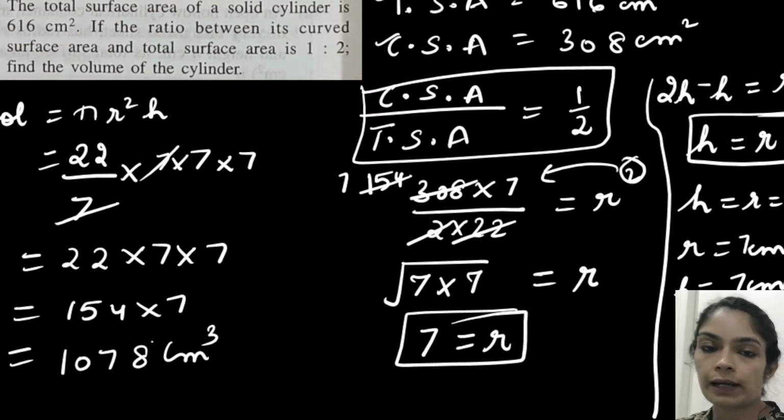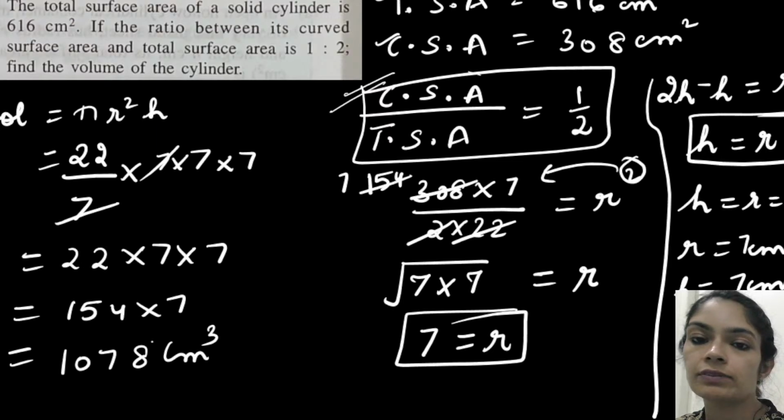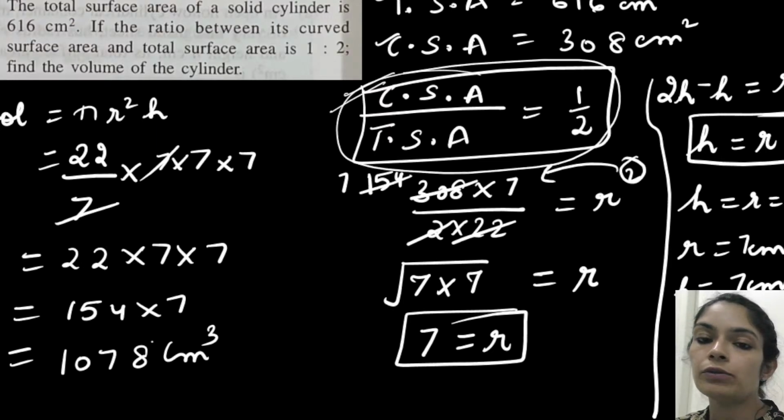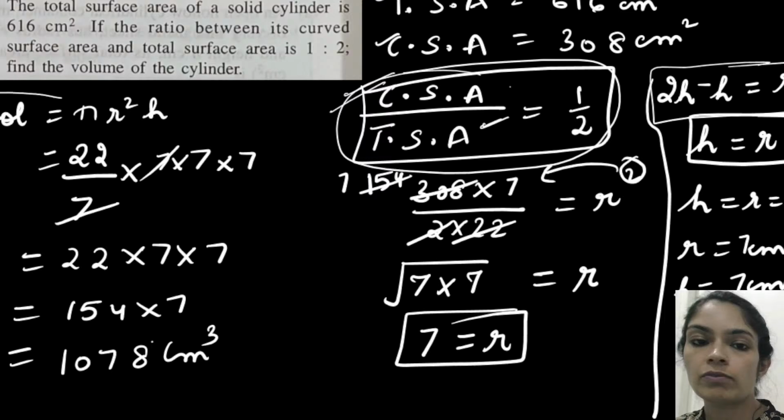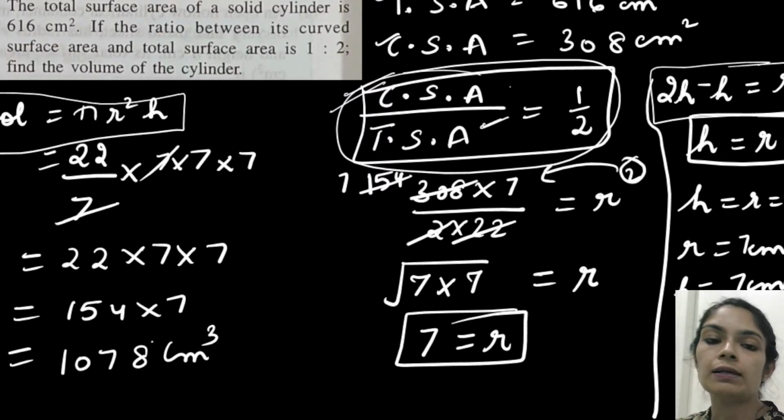I'll just do a recap of this question. Total surface area was given to us, and the ratio of total surface area and curved surface area was given to us. We made use of the area first of all to find the value of curved surface area. Then again we made use of the ratio to find the value of height and radius of the cylinder. After finding height and radius of the cylinder, we found the required thing, as volume we had to find in this question. Anyone, any doubt? If any doubt is there, you can let me know. I'll just explain.